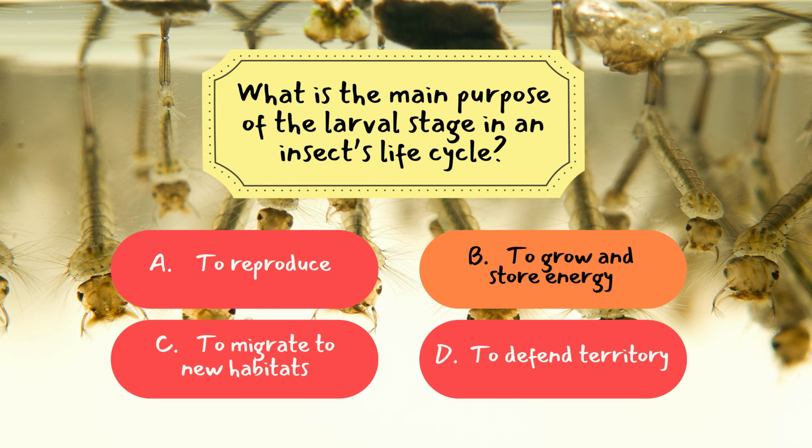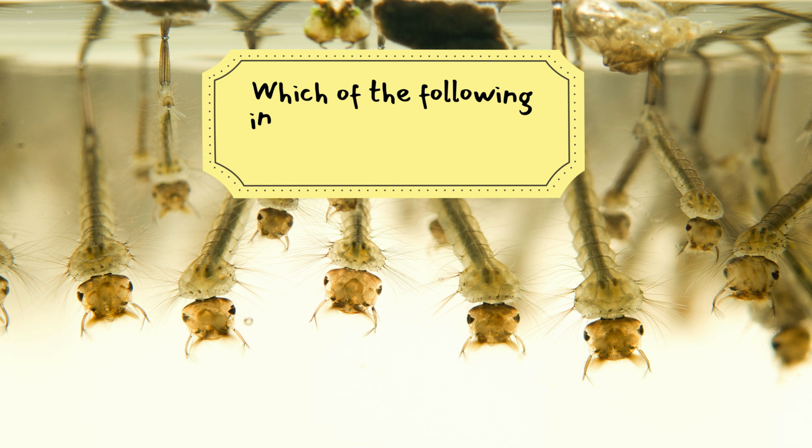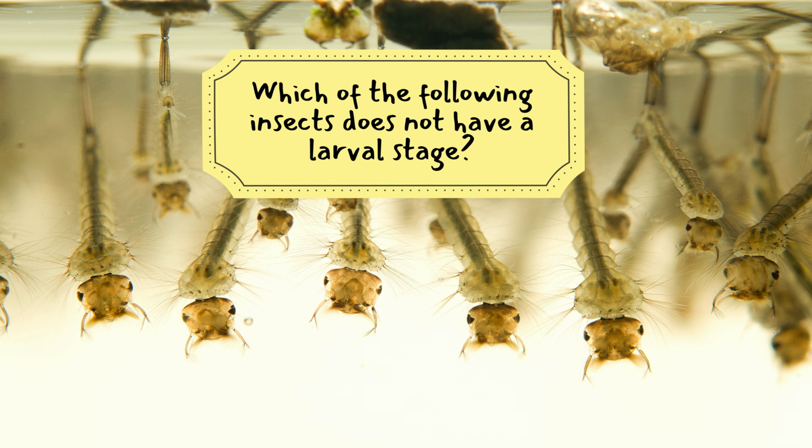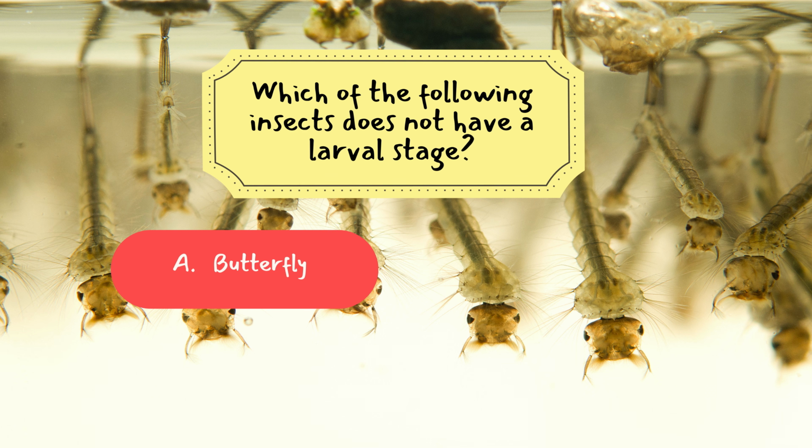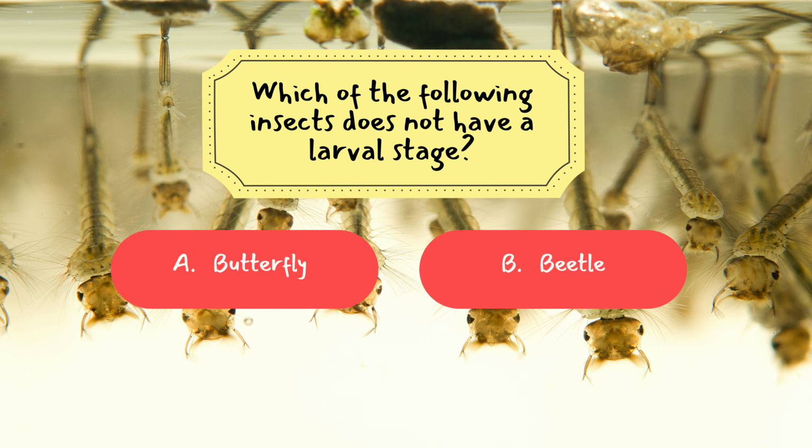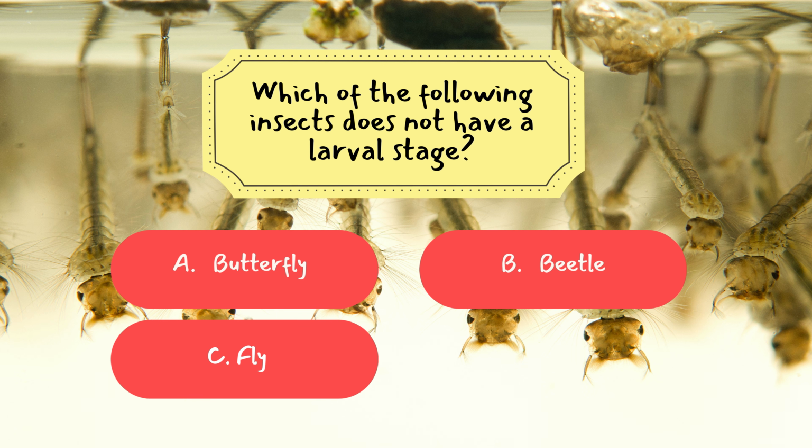Question 2. Which of the following insects does not have a larval stage? A. Butterfly. B. Beetle. C. Fly. D. Grasshopper.